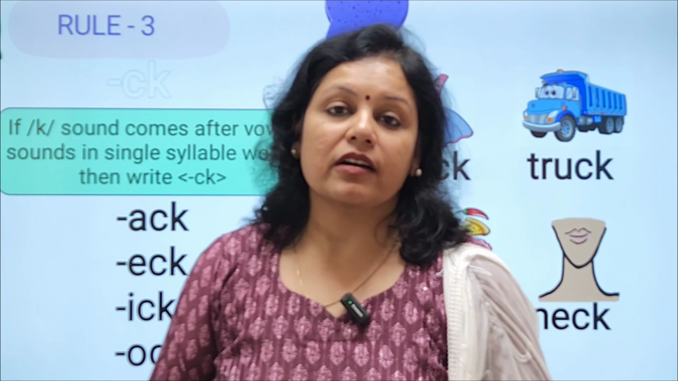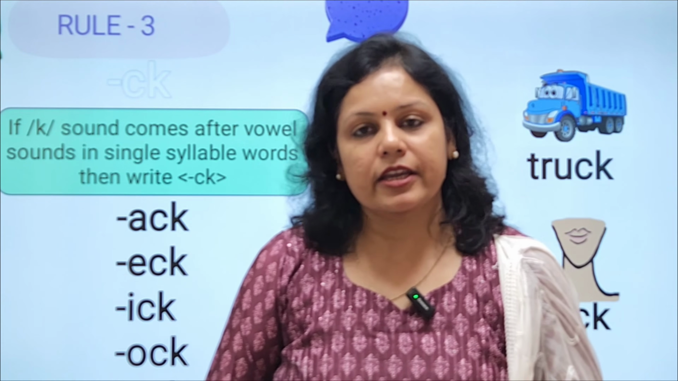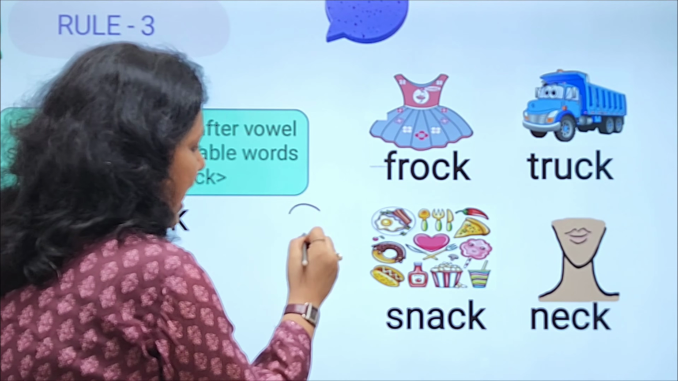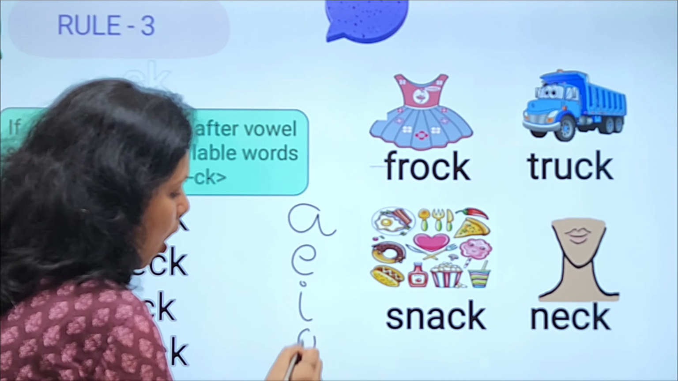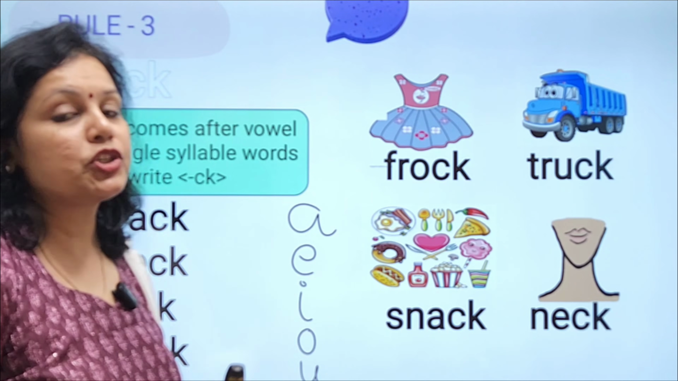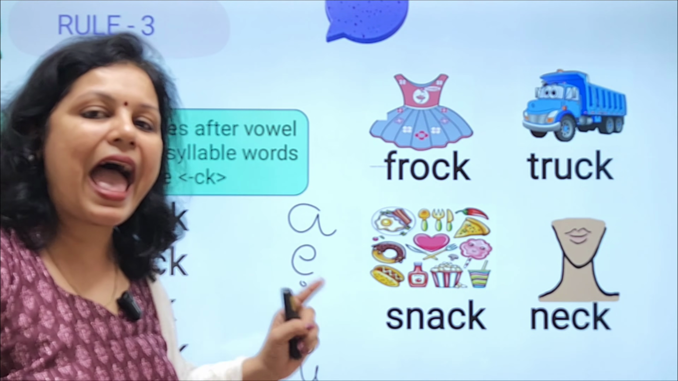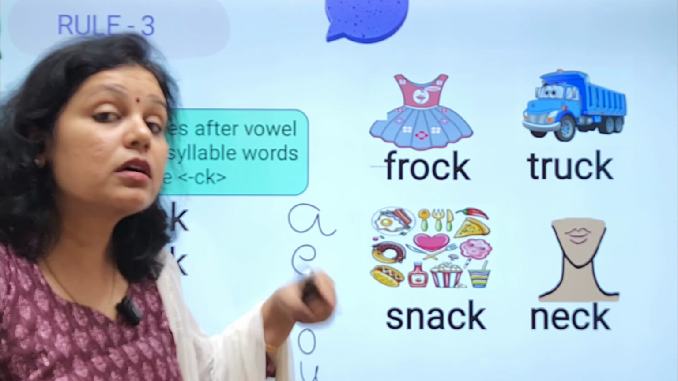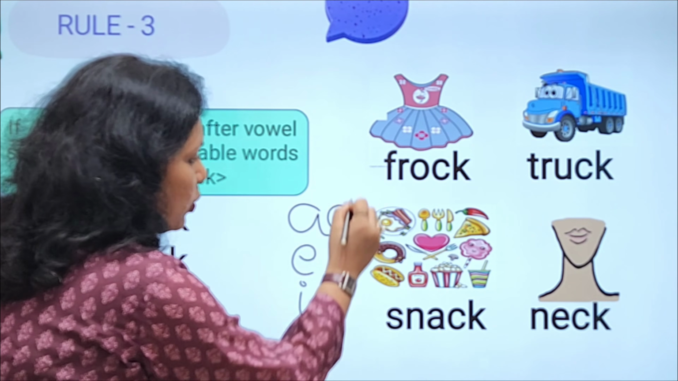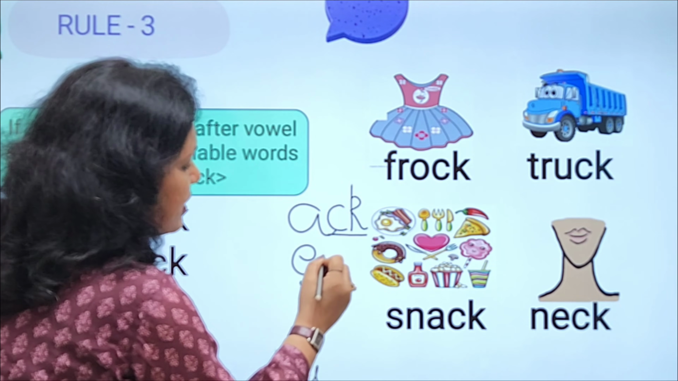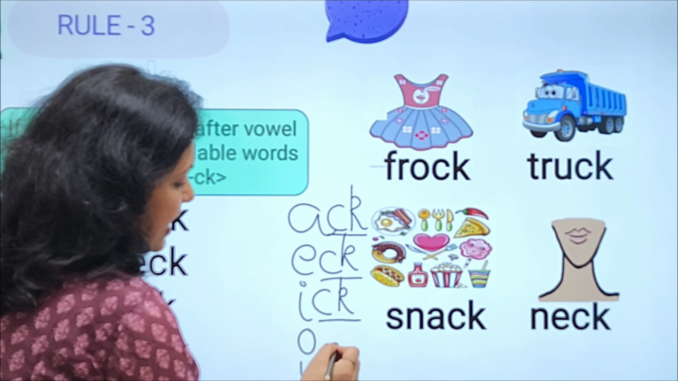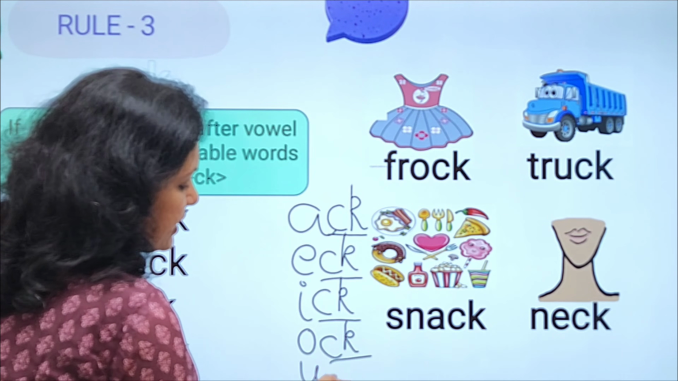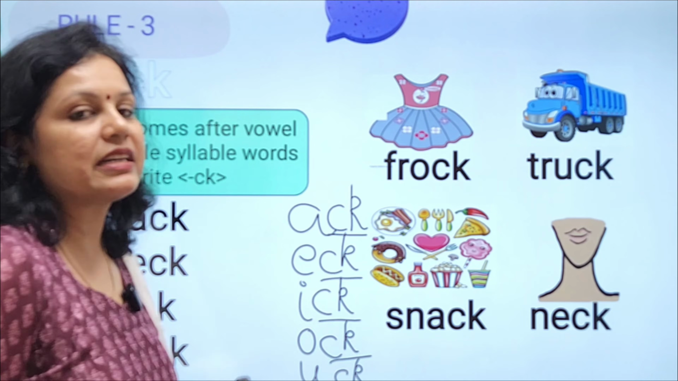There are two rules here. The first one I am covering here. If the k sound comes after a, e, o, and that means all the short vowels, then always it will be the digraph CK. It will never be C, it will never be K, it will be both the two letters C and K giving you one sound, that is K.